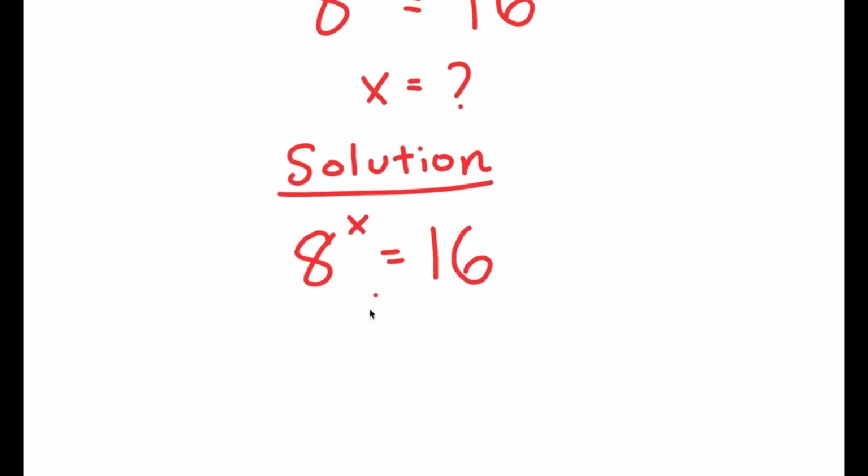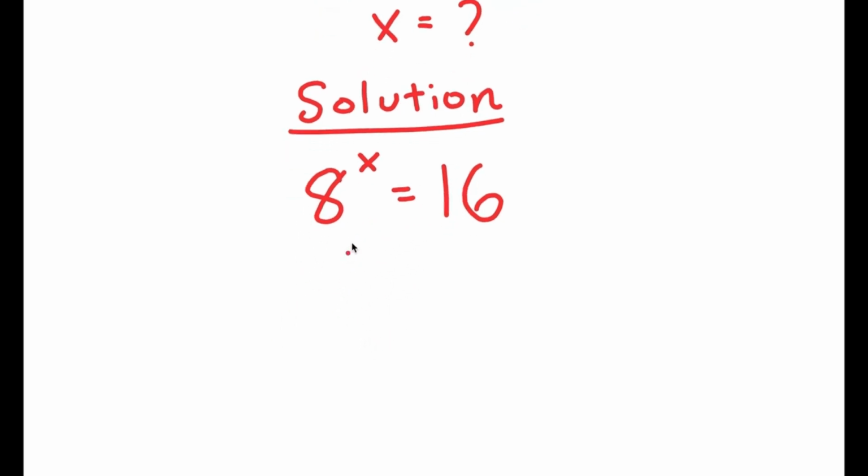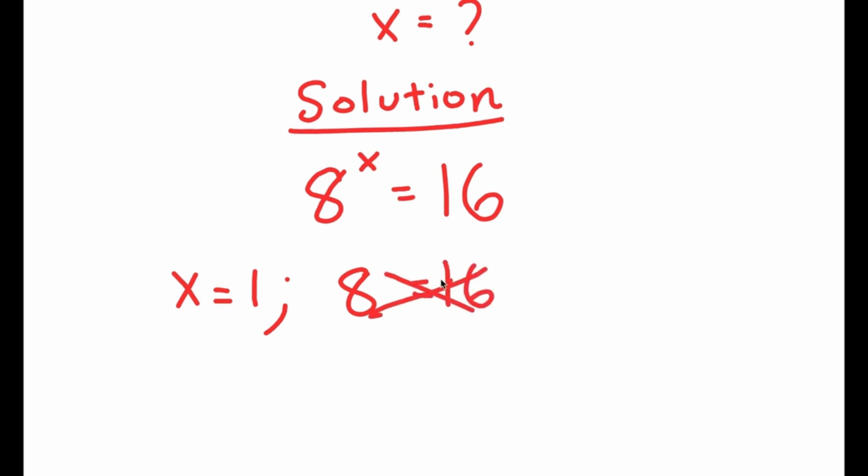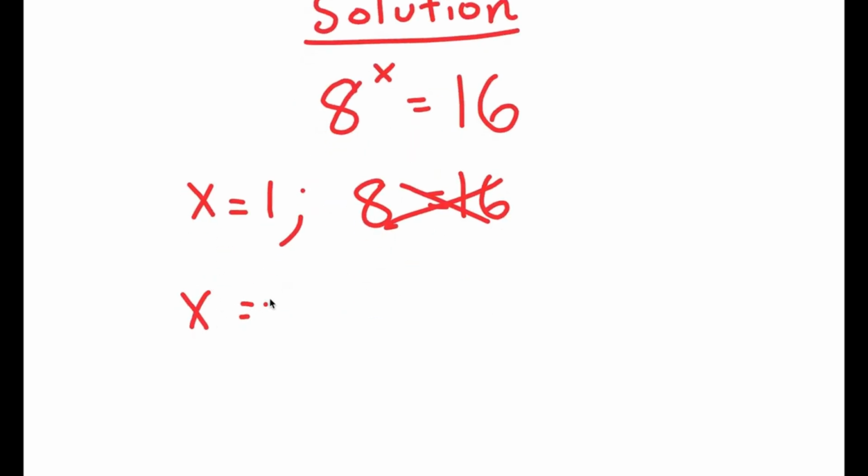Now, before we start doing anything, let's just inspect this problem real quick. So if I plug in x equals 1 into this equation, I get 8 to the power of 1 is equal to 16, which 8 to the power of 1 is the same thing as 8, so I get 8 equals 16, which is false, right? Now if I plug in x equals 2, I get 8 to the power of 2 is equal to 16, and 8 to the power of 2 is 64. So I get 64 equals 16.